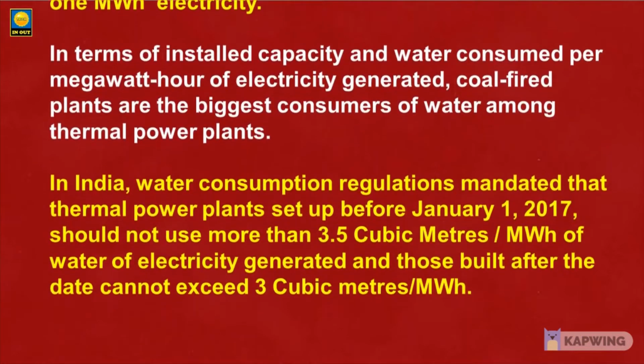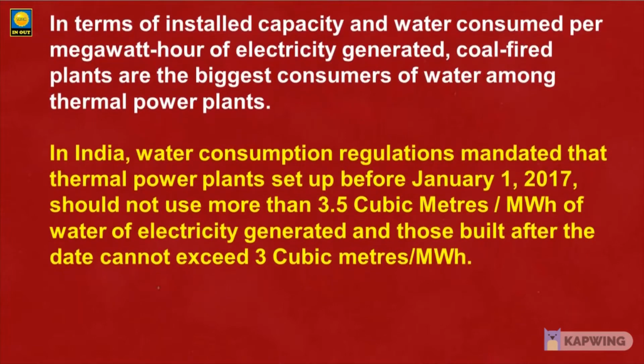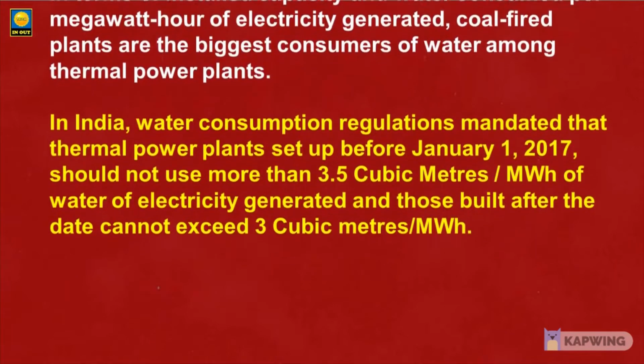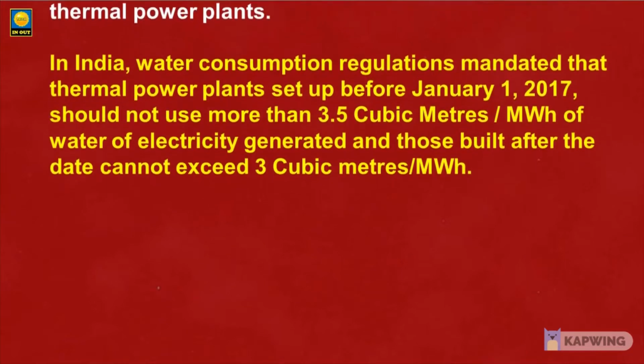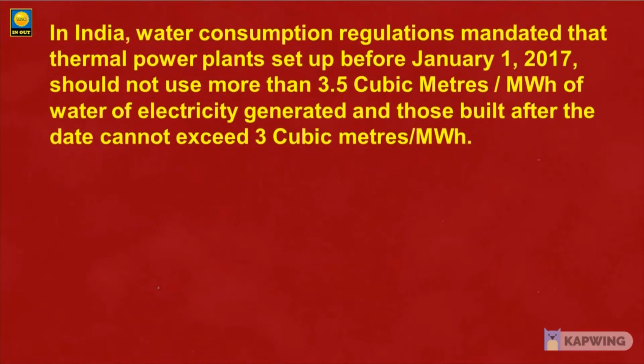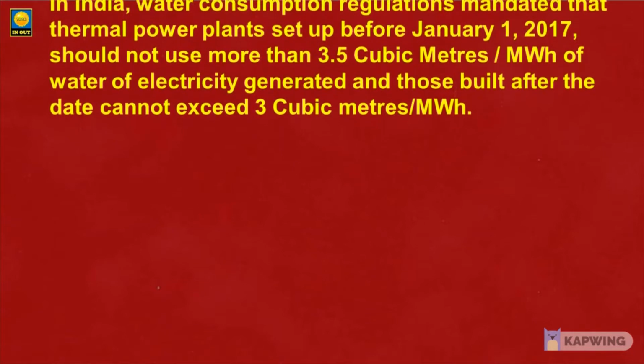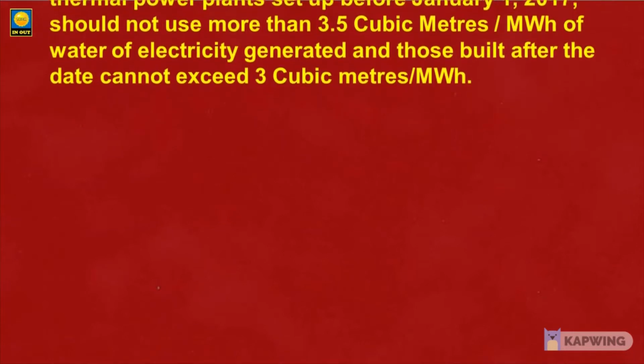In India, water consumption regulations mandated that thermal power plants set up before January 1, 2017 should not use more than 3.5 cubic meters per megawatt hour of electricity generated, and those built after the date cannot exceed 3 cubic meters per megawatt hour.